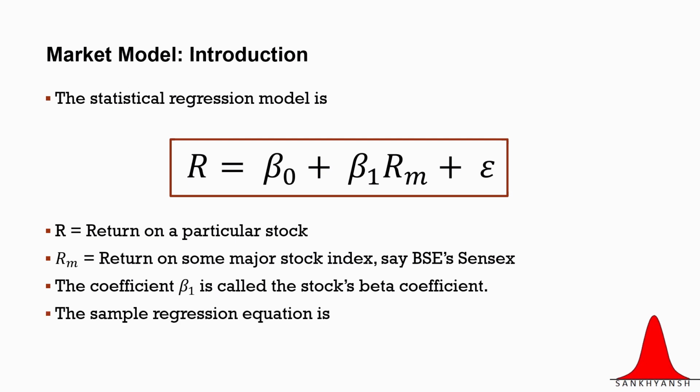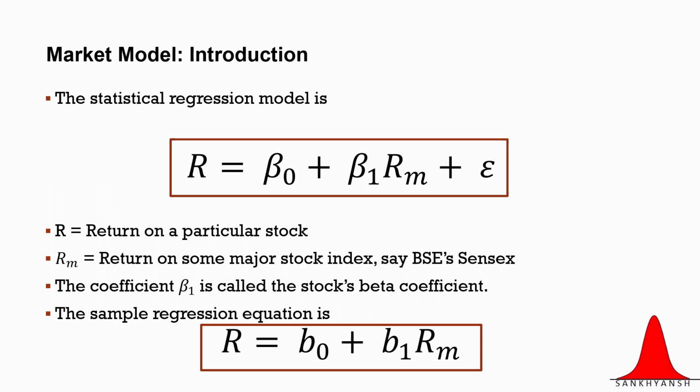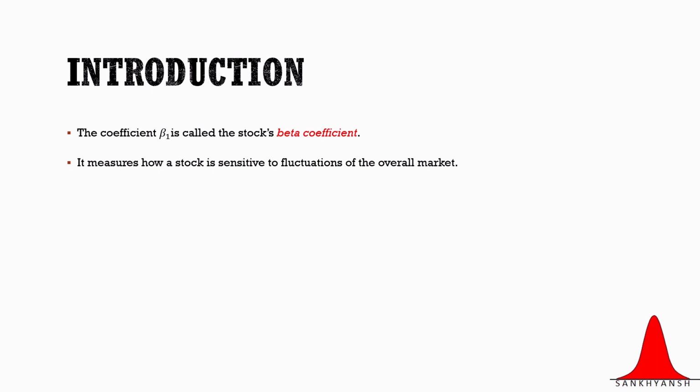Using sample data from the stock market for a particular time period, we could estimate beta naught and beta 1 with b0 and b1 as shown here, which we also call the sample regression equation, which is R is equal to b0 plus b1 Rm. The coefficient beta 1 here is called the stock's beta coefficient. It measures how sensitive a stock is to the fluctuations of the overall market. For example, how a particular stock behaves vis-a-vis the movements of the overall market.